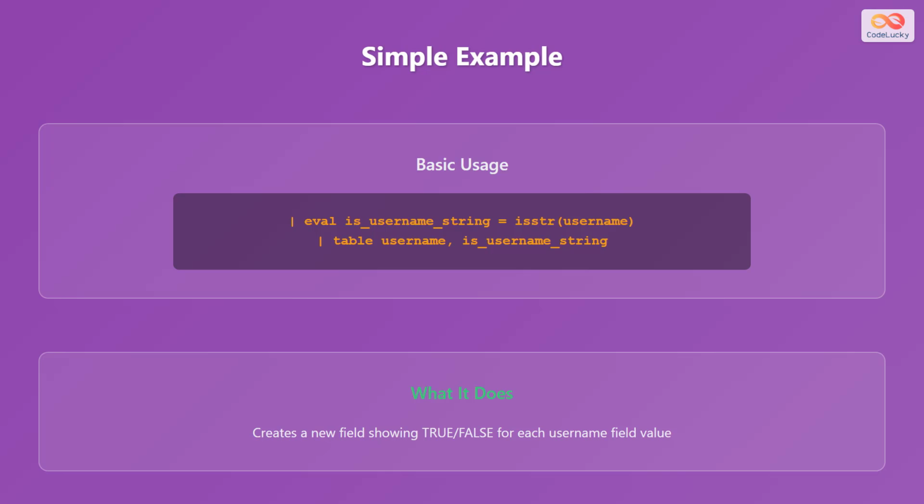Here's a practical example of using the isstr command. We use the eval command to create a new field called is_username_string that contains the result of testing the username field. Then we use the table command to display both the original username field and our new Boolean field. This creates a clear view showing which username values are strings and which are not.